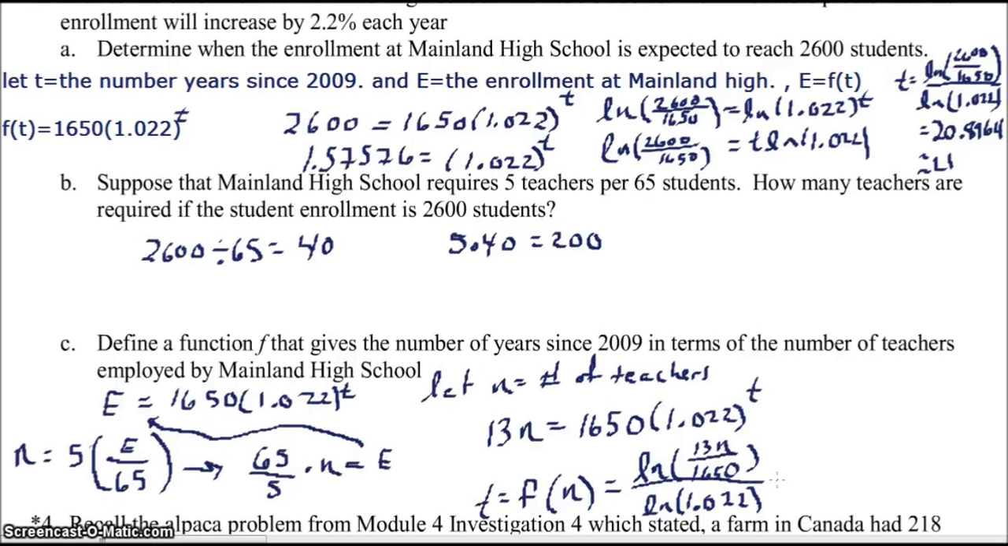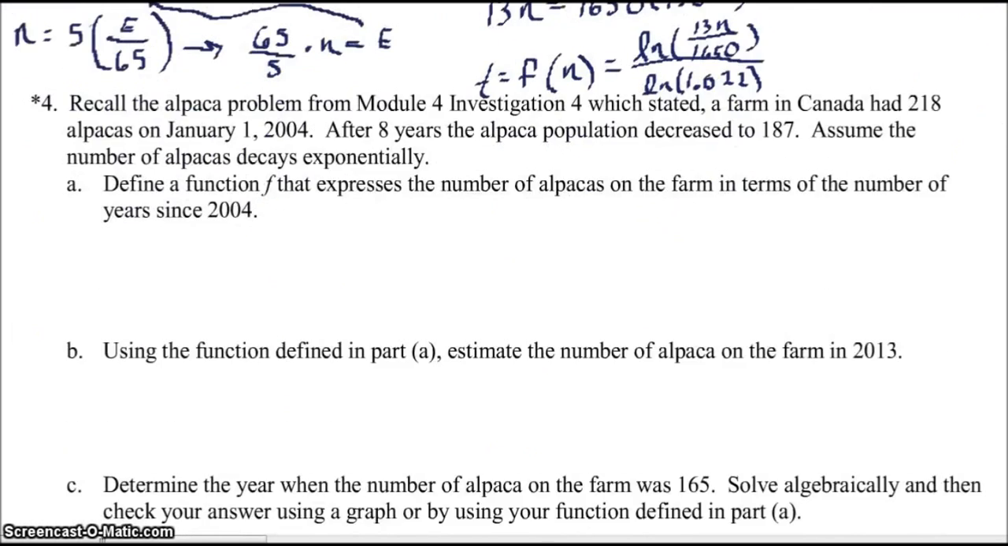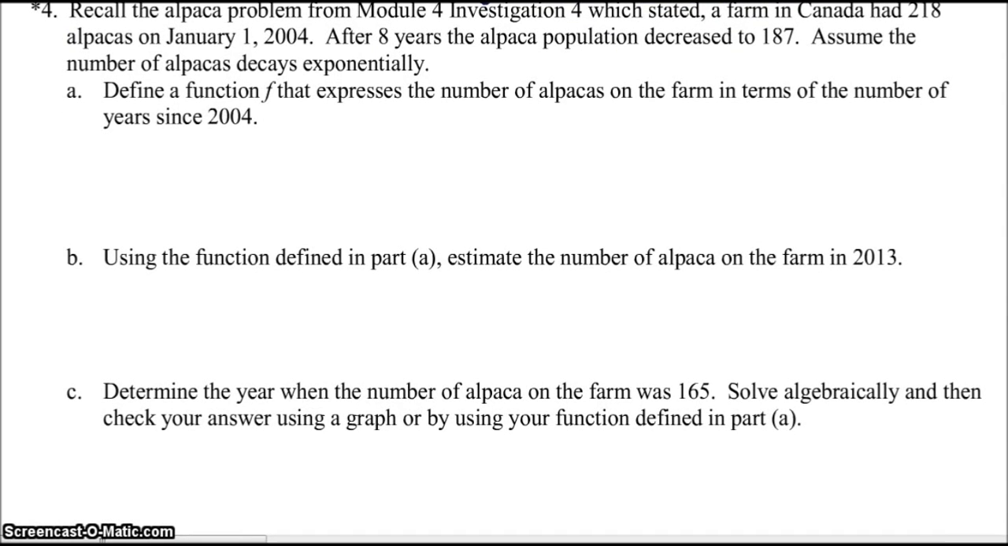And we have our function. Number 4, recall the alpaca problem from Module 4 Investigation 4, which stated, a farm in Canada had 218 alpacas on January 1st, 2004. After 8 years, the alpaca population decreased to 187. Assume the number of alpacas decays exponentially. Find a function f that expresses the number of alpacas on the farm in terms of the number of years since 2004.